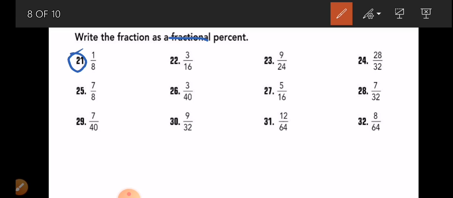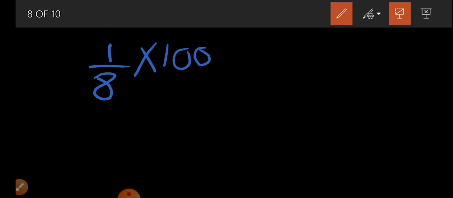So 1 over 8, question number 21, here it is. 1 over 8 multiplied by 100. Do you remember how to multiply the fractions? Let me remind you. If you have a whole number without a denominator, I can put denominator 1 for it. Before multiplying, we can simplify any numerator with any denominator. So number from up with number from down.